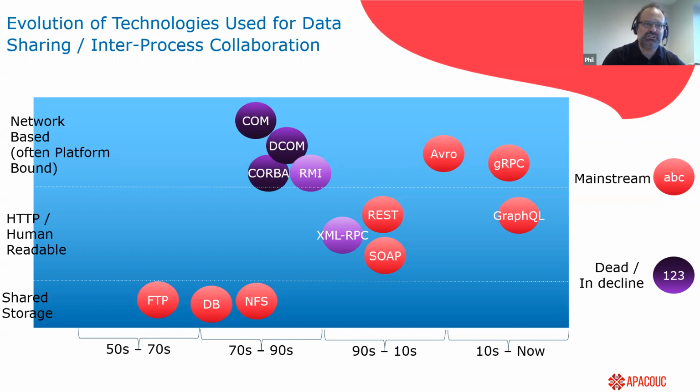gRPC has certainly arrived, and it is more of a network technology layer. And then GraphQL, which comes back to more of the human-readable dimension of integration and interfacing through APIs. While some of these are on the decline, they're still kicking around. We still use databases even today as a means of APIs in the broader sense.